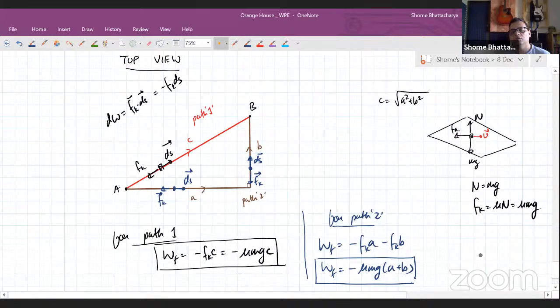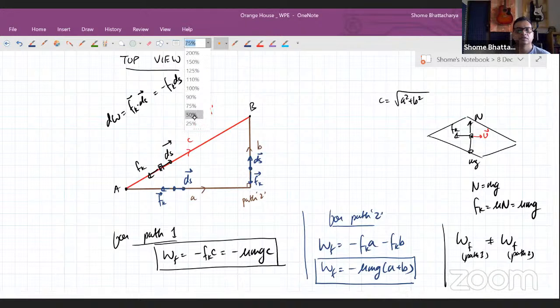These two are not equal. So work done by friction in path 1 is not equal to work done by friction in path 2. So therefore friction is the non-conservative force. The kinetic friction acting here is non-conservative.